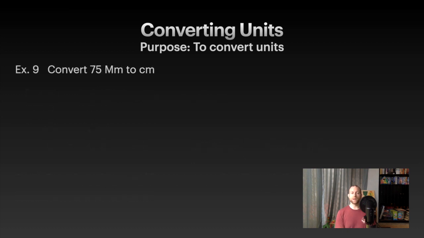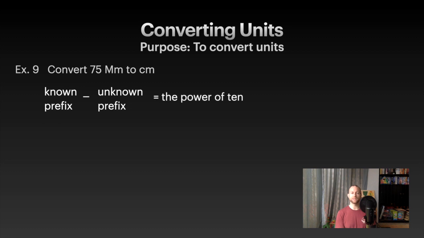Let's do another one. So we got 75 megameters into centimeters. So again, remember our equation, known prefix minus our unknown prefix is going to equal our power of 10. So in this case, our known prefix, mega, has a power of 6. And we're going to subtract from that our centi, which is -2. So we get a power of 8.